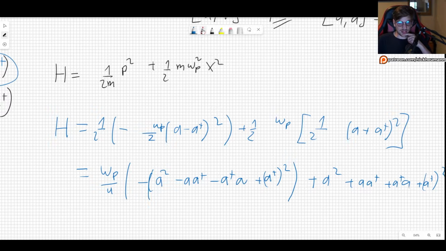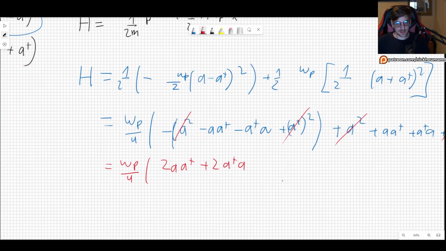Now, because of the minus sign, we have that this and this cancel out, this and this cancel out, and then we have this is equal to omega p over 4, and now we have plus a a dagger plus a dagger a. So we get 2 times a a dagger plus 2 times a dagger a. All right. And now this is simply going to be omega over 2.